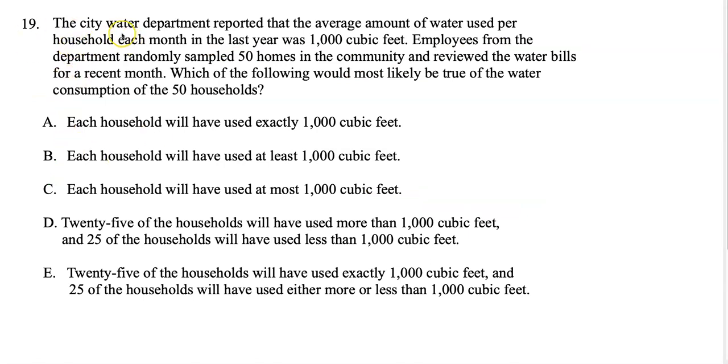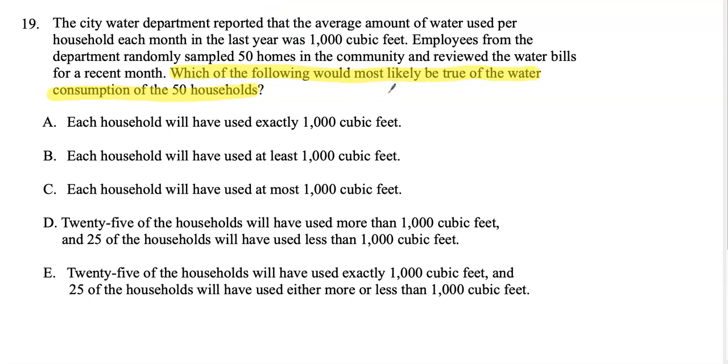Question 19. The city water department reported that the average amount of water used per household each month in the last year was 1,000 cubic feet. Employees from the department randomly sampled 50 homes in the community and reviewed the water bills for a recent month. Which of the following would most likely be true of the water consumption of 50 households? So which one is most likely true? Not 100% true, but most likely true.